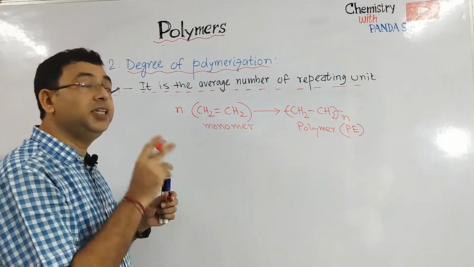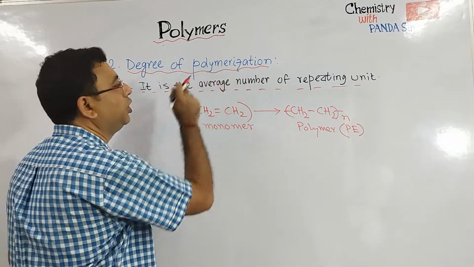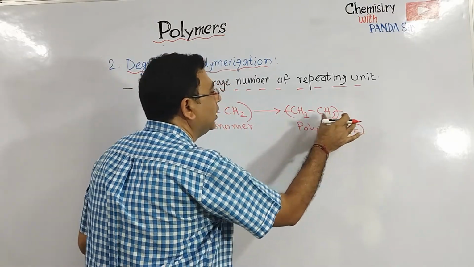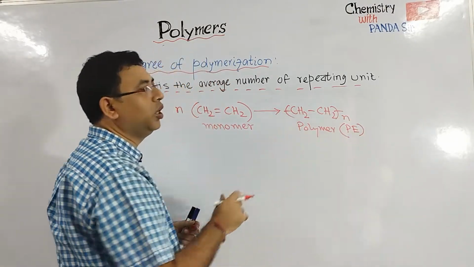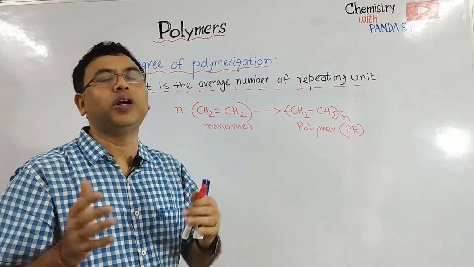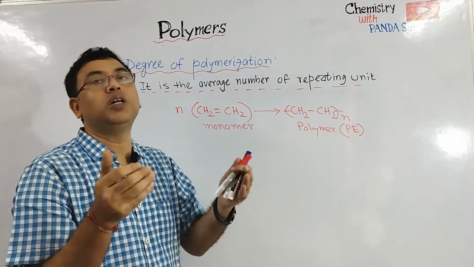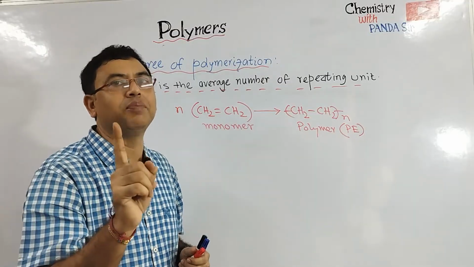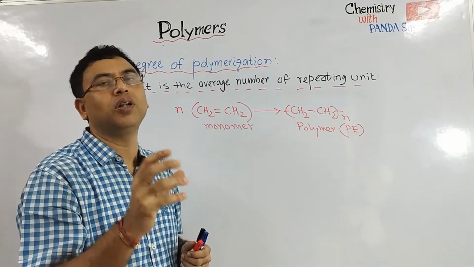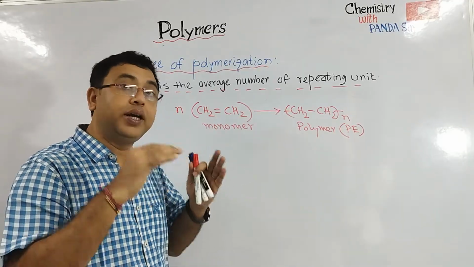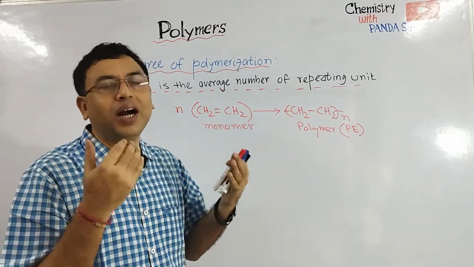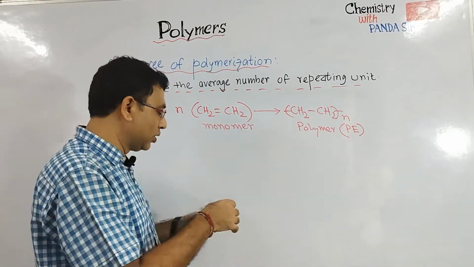Now what is the importance of this topic of degree of polymerization? Based on the value of n, the molecular mass of the polymer depends. It means how many repeating units. Suppose 10 monomers joining together and 100 monomers joining together are not the same. 10 monomers when joined together give you a low molecular mass polymer, but when 100 monomers join together they will give you a polymer with very high molecular mass.